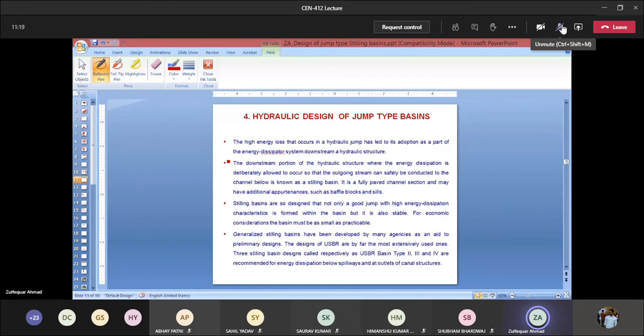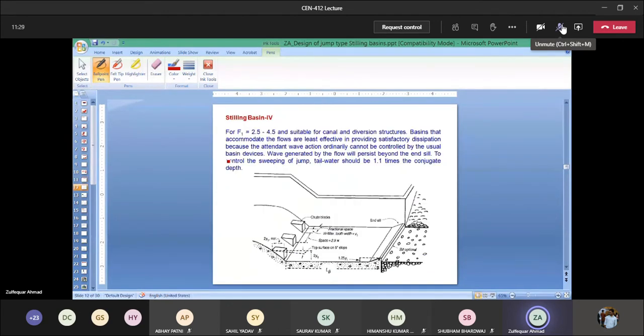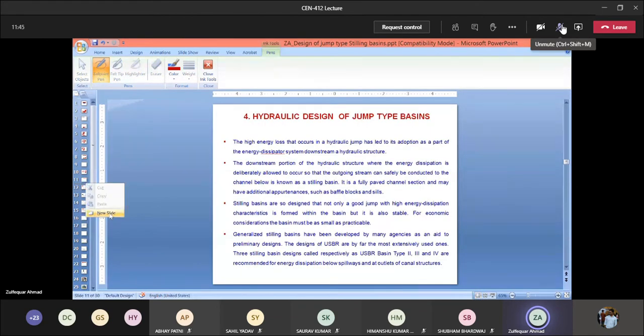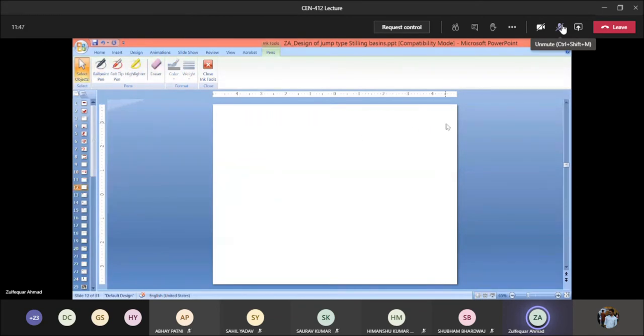Now we have to talk about the hydraulic jump type of Stilling basin. What type of Stilling basin are we looking for with the hydraulic jump? So we have 3-4 types of hydraulic jump. Here, in the Stilling basin which is written here, let me first explain to you what actually this Stilling basin is. Let me introduce a slide.